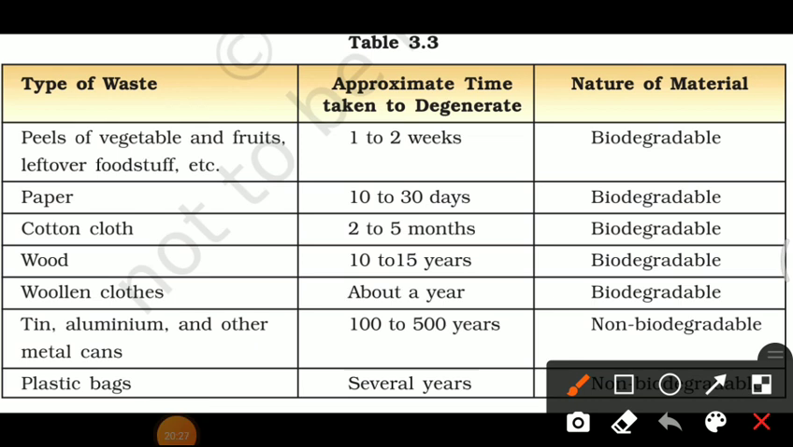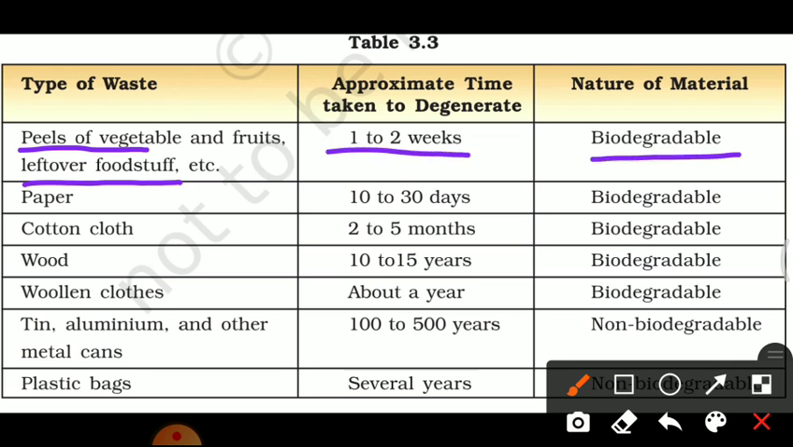In this table, some of the waste materials are shown. Some of them are biodegradable and some others are non-biodegradable. The approximate time taken to degenerate is also shown here. For example, peels of vegetables and fruits, leftover foodstuffs, etc. take 1 or 2 weeks and they are biodegradable.